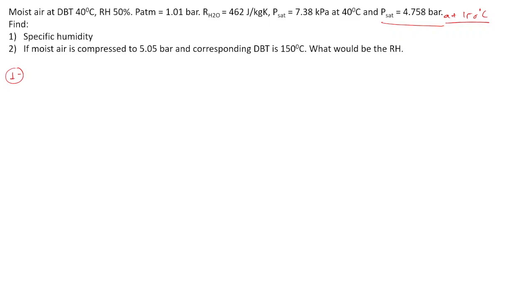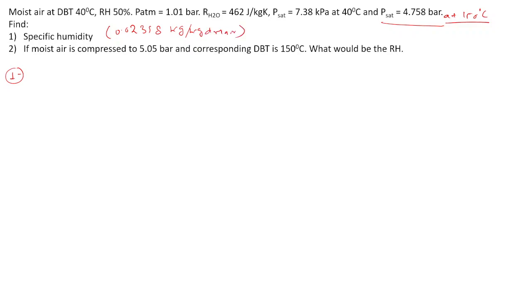Sir, specific humidity coming 0.023 kg per kg of the air. 0.023. Next 5.8, right? Yes, sir, I am also getting the same. Kg per kg dry air.